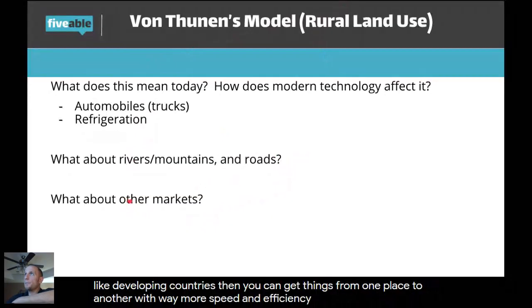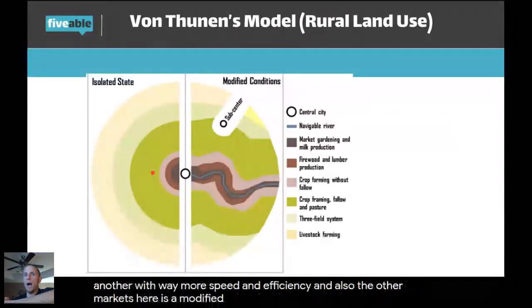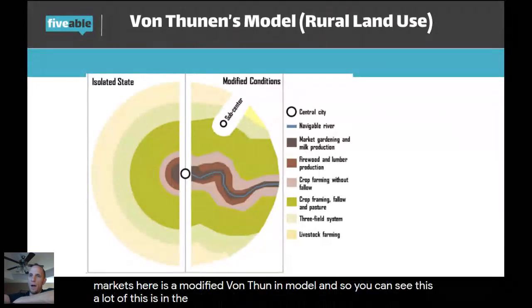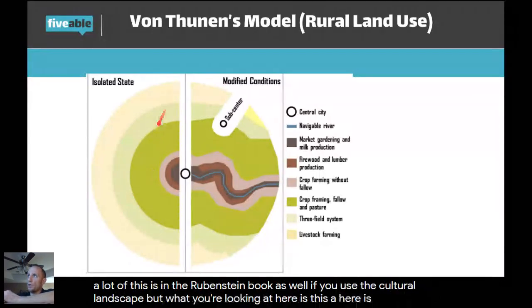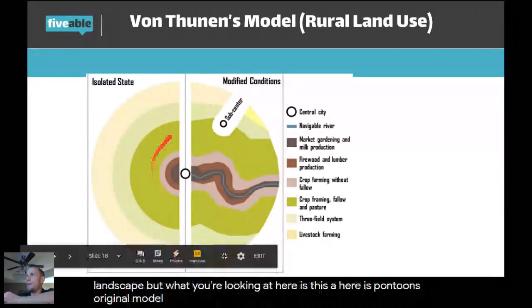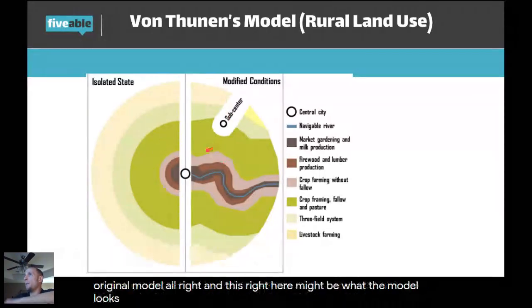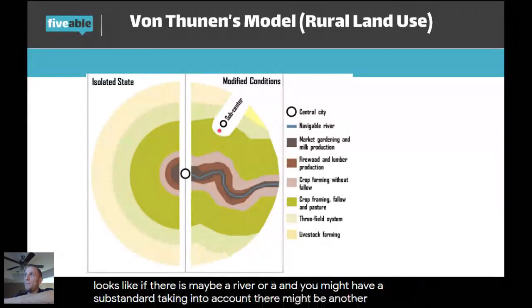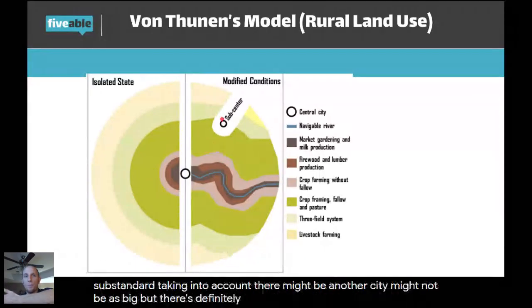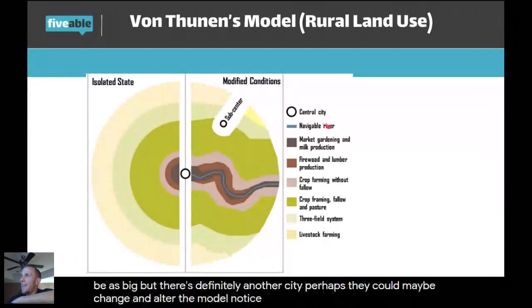Here is a modified von Thunen model. And you can see this a lot. This is in the Rubenstein book as well, The Cultural Landscape. But what you're looking at here is von Thunen's original model, right? And this here might be what the model looks like if there is maybe a river, and you might have a sub-center, taking into account there might be another city. It might not be as big, but there's definitely another city, perhaps, that could change and alter the model. Notice that this river is considered a navigable river.